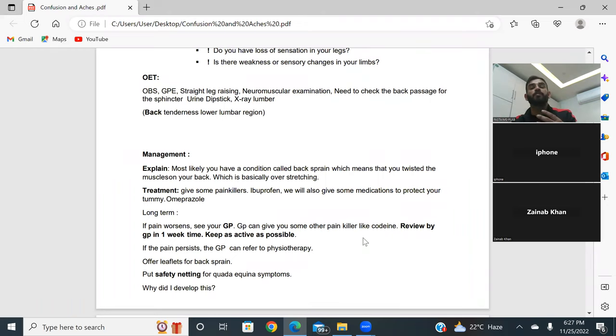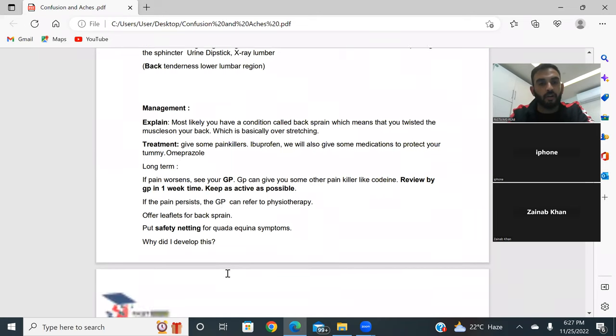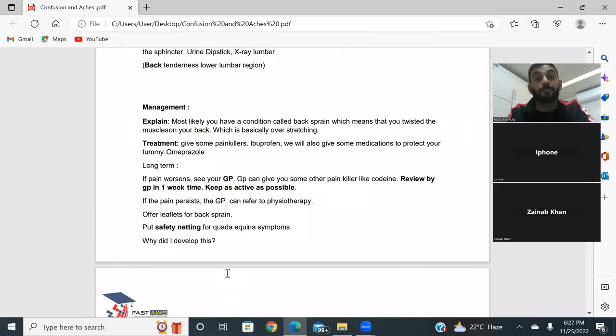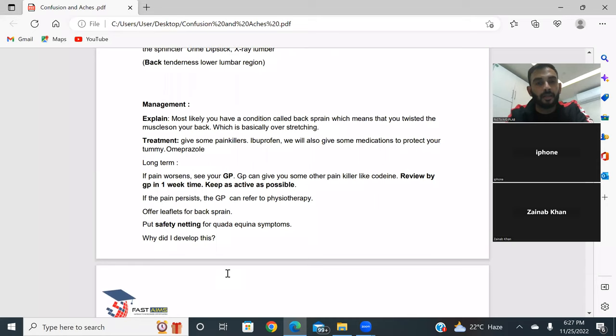This is where we make our approach templated. Okay, don't say come to me after 1 week, because he needs to see his GP after 1 week. We cannot waste resources of emergency by saying come to me after 1 week. Okay. If the pain persists, GP can refer you for physiotherapy. Leaflet, safety netting. One thing is not written over there, and that was keep yourself mobilized. I don't know why I forgot to mention that, but here it is, keep yourself mobilized.